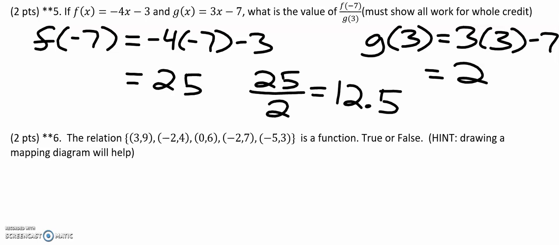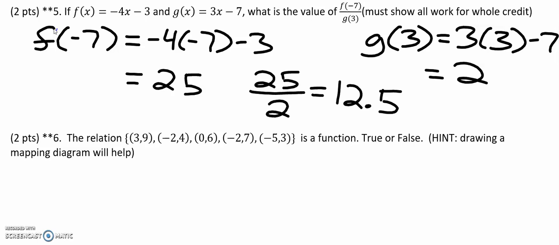Okay. For the next one, for number 6, we are talking about if a relation is a function or not. All right. There's a hint on there to draw a mapping diagram. So if you guys remember our mapping diagrams, we talk about our domain, we talk about our range. Our domain is a list of all x coordinates. Our range is a list of all y coordinates, okay?